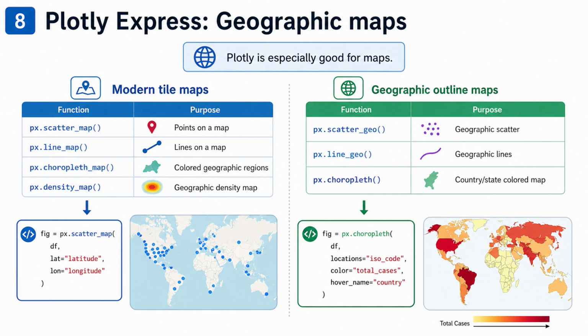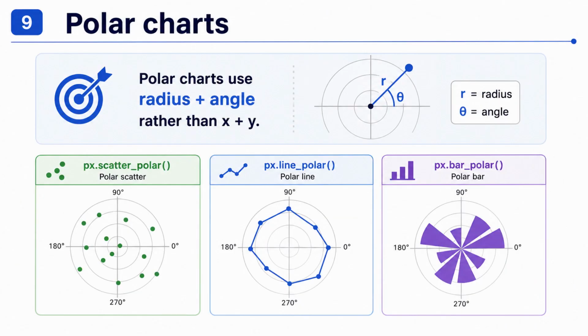Plotly is especially useful for geographic visualization. We can place points and lines on maps, create density maps, or color entire countries and states. For example, a choropleth map can color each country according to its number of COVID cases, making geographic differences easy to understand.